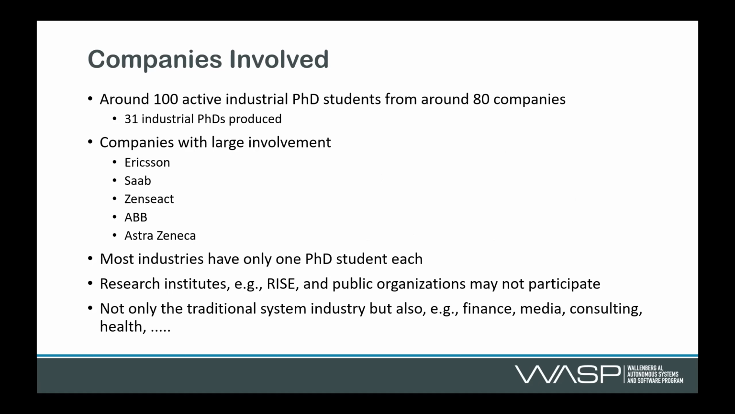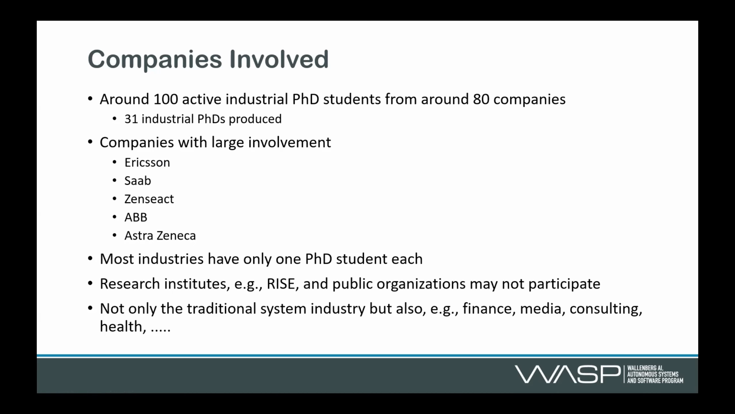So, companies involved: we have around 100 active industrial PhD students from around 80 companies. Of the 122 or so PhDs produced by now, 31 are industrial. There are some companies with a very large involvement. The largest one is Ericsson, but also Saab and Sensact, which you will hear about later. ABB and AstraZeneca have several industrial PhD students. But the majority of the companies only have one PhD student each.